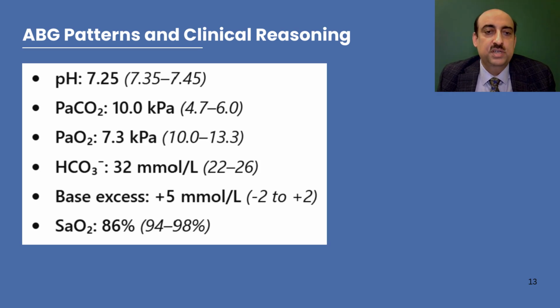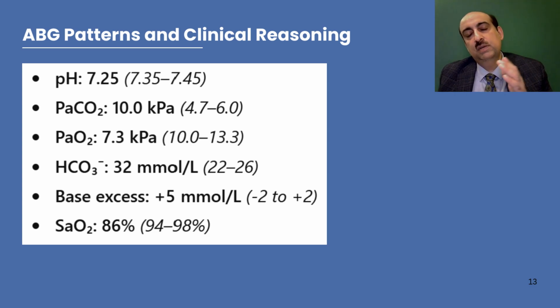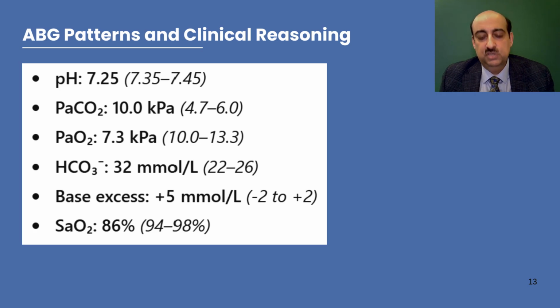What's the bicarbonate? 32. It's high. So this means the body is trying to compensate, because bicarb is not low, so it's not metabolic, it's respiratory. It's a metabolic compensation. So there is no metabolic acidosis as a cause. In fact, it's a compensatory response by the metabolic system of the body. Base excess is also high, +5. And the O2 saturations are 86%. Again, it's important to know, is it on room air or on inside oxygen?